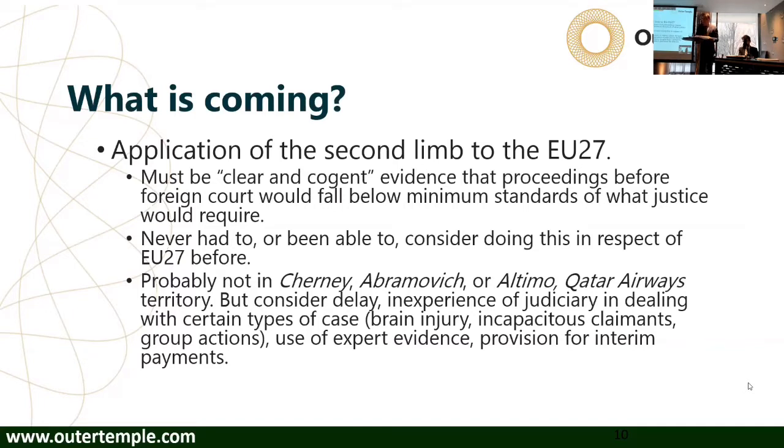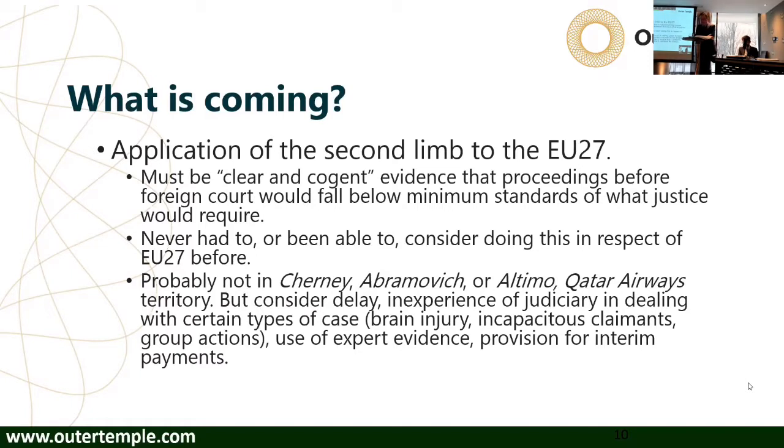It's very unlikely that you're going to be in the kind of territory that the claimants were in Cherney, Abramovich, Altimo, or Qatar Airways. Those are all quite well-known commercial cases where parties were saying, I won't get substantial justice in Ukraine, Russia, or the UAE, because the court system there isn't impartial. You're not in that kind of territory, but you are possibly.